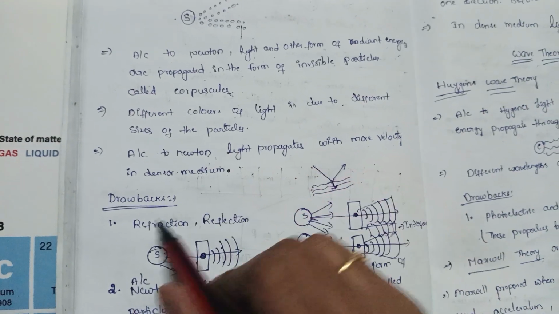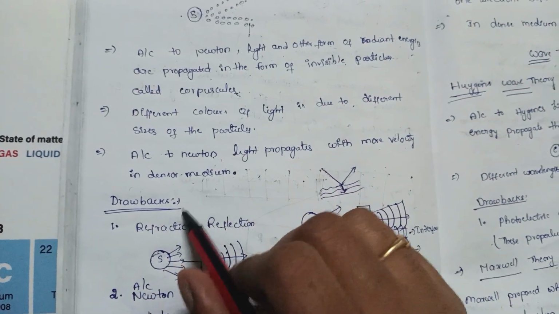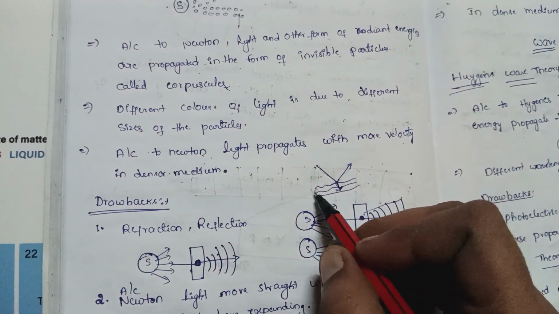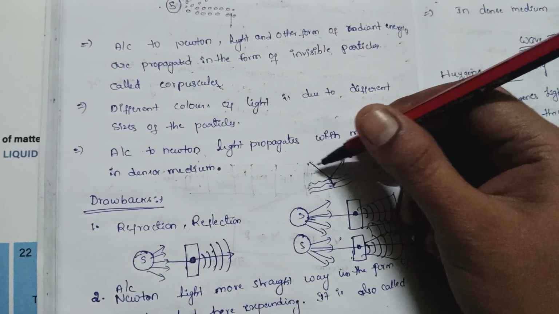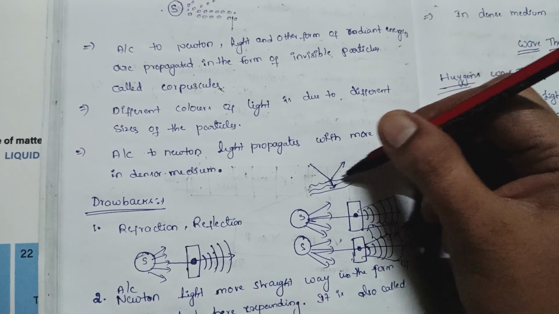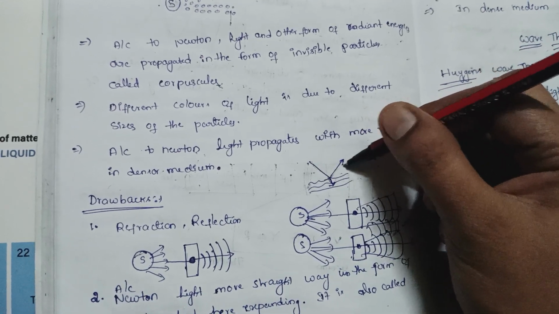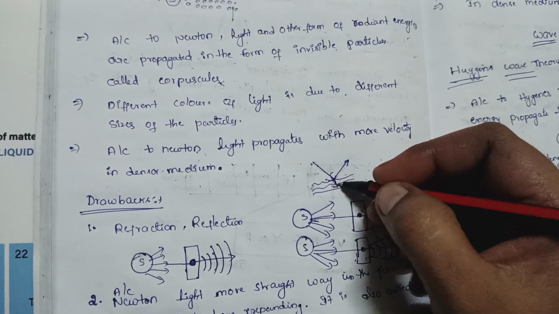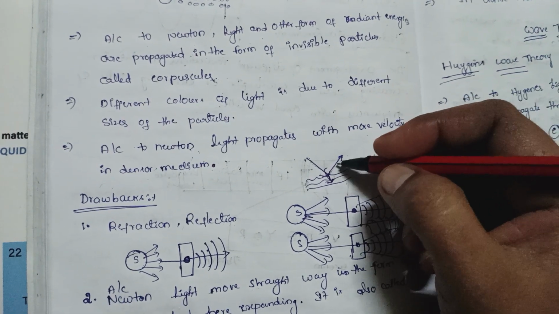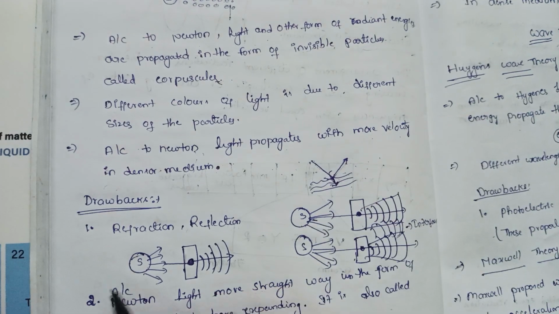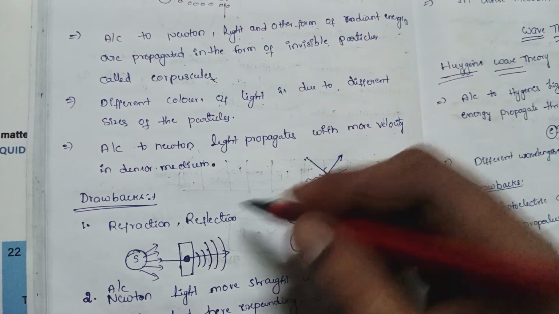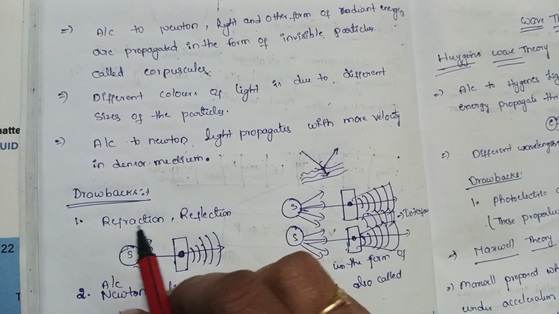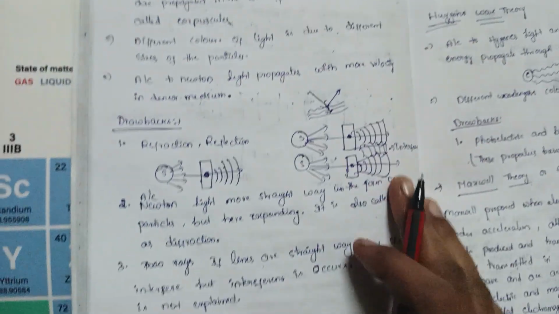And the drawbacks of Newton's corpuscular theory are these. If we take water and fire some light or radiation on water, it will get reflected. It has some refraction also, both happening simultaneously. Why is it happening simultaneously? So Newton didn't explain both reflection and refraction.